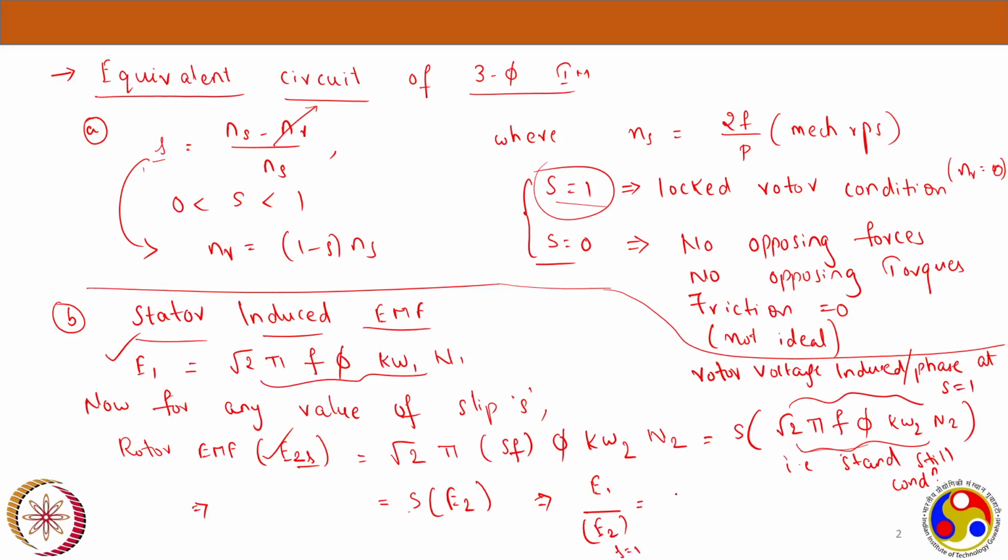Now, if you divide these two, E1 and this E2 bracket term, root 2 pi f, everything will get cancelled. What will be left? KW1 N1 and KW2 N2, right? That will be left: KW1 N1 divided by KW2 N2. I am calling this ratio A. So can anyone tell me what this A is? It's nothing but the effective turns ratio.